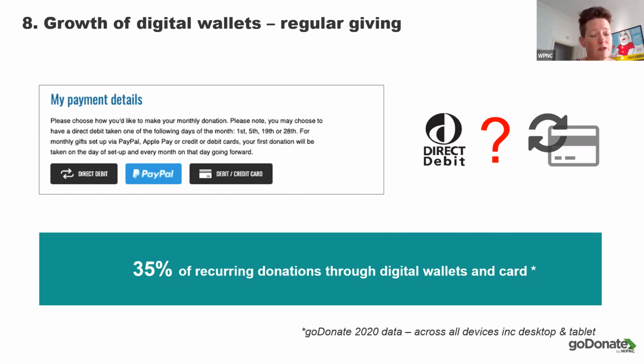And we also do see a growth in conversion as well. For example, we did some testing with NSPCC for a few months. We had an A/B test, so we had some donors that were just seeing direct debit as an option, and some that were seeing direct debit and PayPal, and we saw a 50% increase in donations when offering the choice. So it can make a difference in conversion as well.